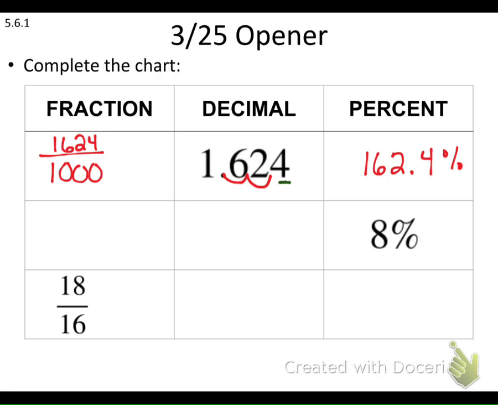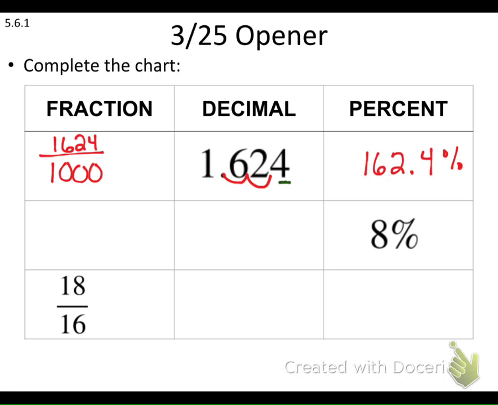Is 1624 over 1,000 going to be in simplest form? No. We know that it's not in simplest form because they both end in even numbers. Now, the way that I would recommend, just to double check your work, is I would type it into my calculator. So I would type into my calculator 1624 fraction button 1,000 equals. When you get that, you're going to get a mixed number. To change a mixed number back into a fraction, you hit second button, fraction button, equals.